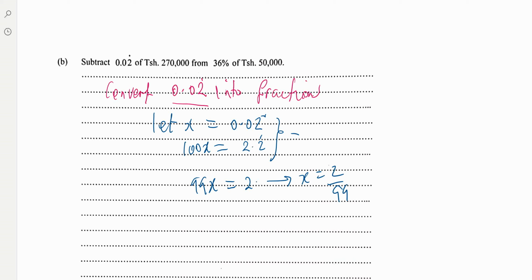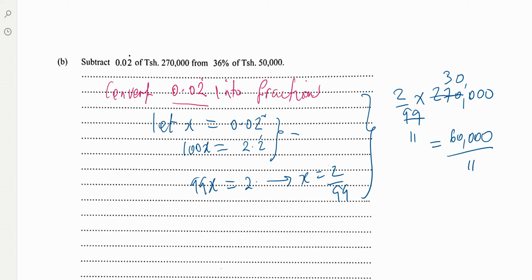So x being 2/99, from this question I can take now 2/99 multiplied by 270,000. By 9 you can simplify it is 11. By 9 here will be actually 30, so 30,000 shilling. So the product here will be 60,000 divided by 11. Then we're going to subtract 0.02 of 270,000 from 36% of 50,000 shilling.